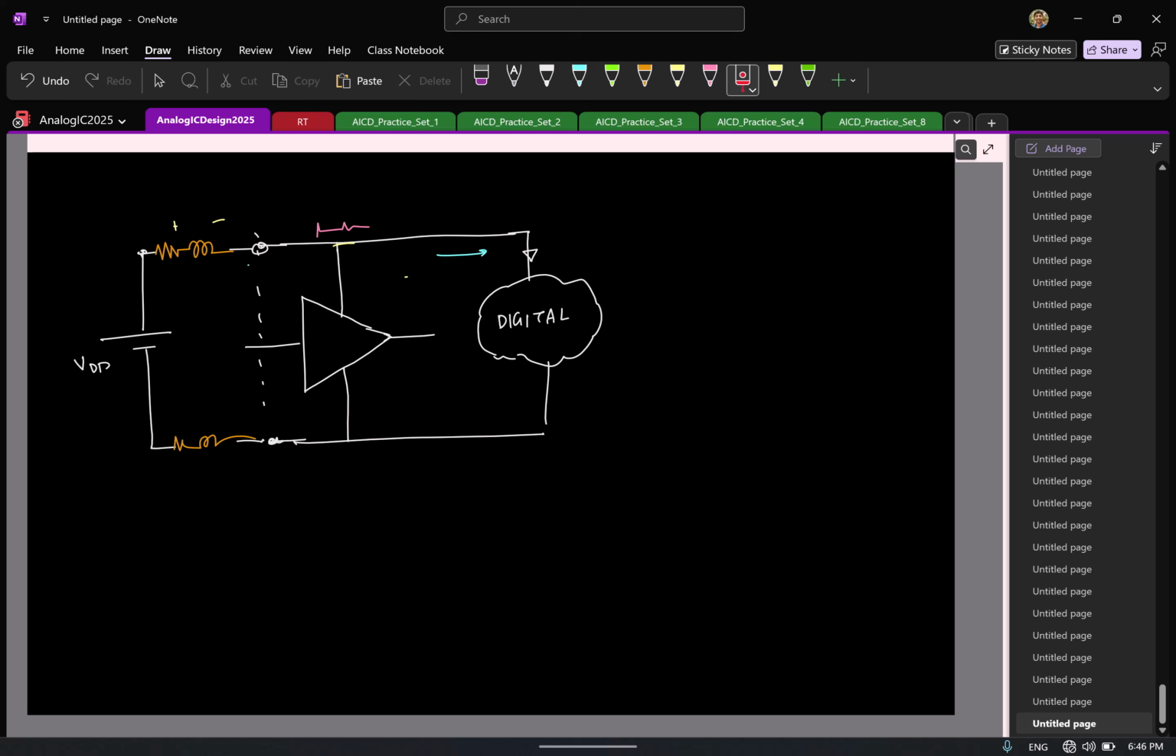I mean, output has to be defined between two, potential difference has to be defined between two lines, two nodes. I am saying one node is local to the block, so it is okay. The other node is common to all the blocks, that is the problem. Right?